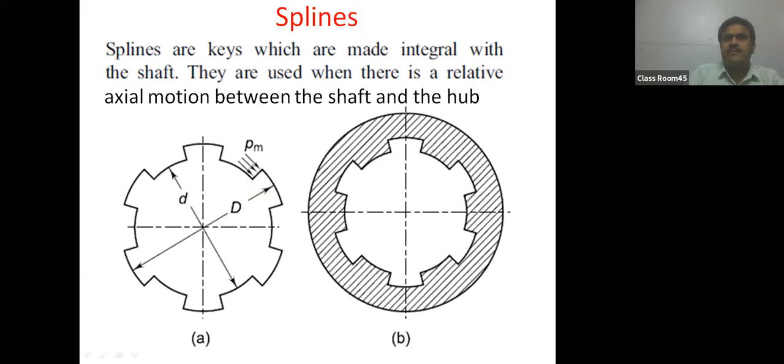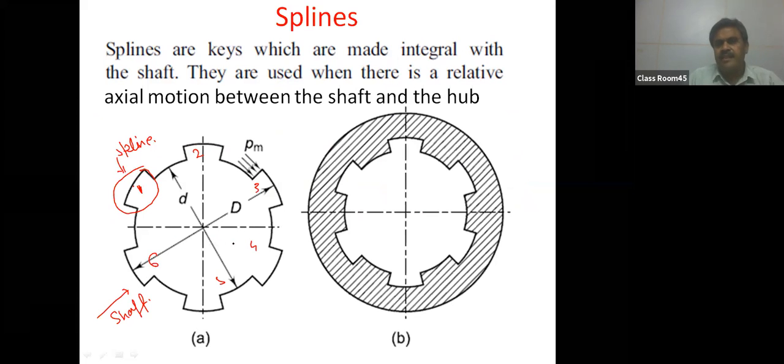So splines are keys which are made integral with the shaft. On the left side, this is a shaft basically. On the periphery of the shaft, splines are cut. This shape is spline. This is the first spline, you can say. This is the second spline, third spline, fourth, fifth, and like this.